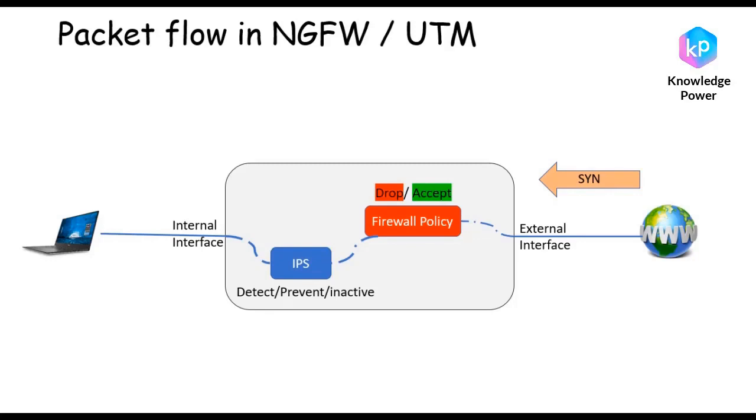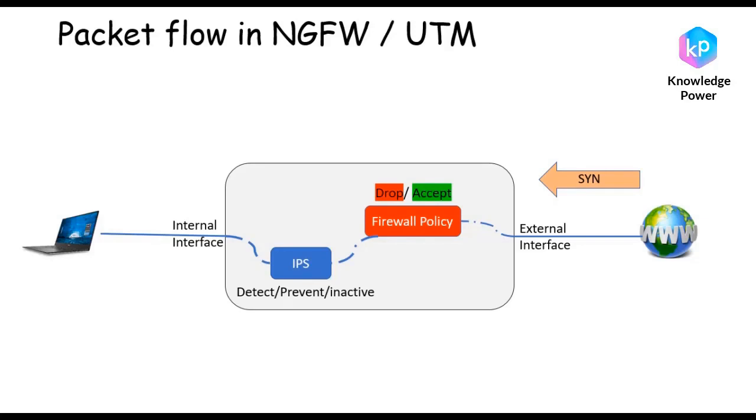or accepting that. If the traffic is being dropped, it never gets to the IPS daemon that is running on your Checkpoint appliance. If the traffic is accepted, then of course it's being added to your kernel connection table and then moves to IPS. In IPS we have three modes. We can either enable detect. That type of solution is called an intrusion detection system. We can do prevent or inactive. So we deactivate IPS for that specific source or destination.